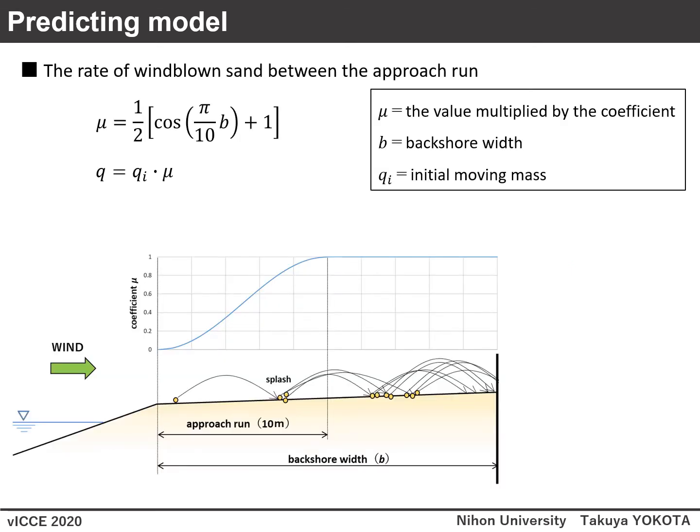The rate of windblown sand is assumed to attain an equilibrium state at the location distant from the starting point for the approach run in the downwind direction. The moving mass was given by the value multiplied by the coefficient mu shown in this equation.